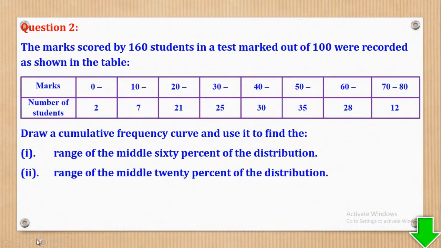That was question 1. Now we shall go to question 2. Question 2 says, the marks scored by 160 students in a test marked out of 100 were recorded as shown below. So these are the marks and these are the number of students. Draw a cumulative frequency curve and use it to find the range of the middle 60%. Now here there is also some English. Then Roman 2, the range of the middle 20%. But if you are keen with it, you realize that this is percentile because of this word percent. But the question is, which range of the percentile do they want? Let's see that.